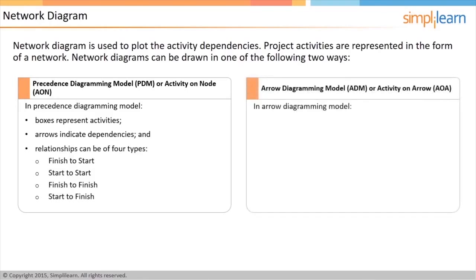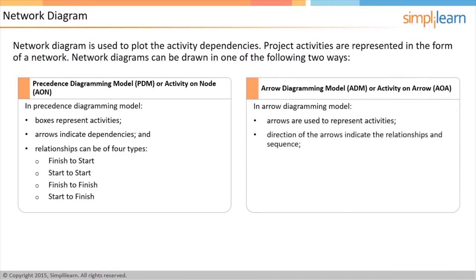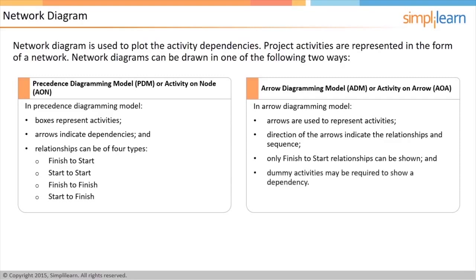In Arrow Diagramming Model, ADM, or Activity on Arrow, AOA, the arrows represent activities. The relationships and sequences can be inferred from the direction of the arrows and linkages between the activities. In such types of network, only finish-to-start relationships can be shown. Such diagrams may need to make use of dummy activities to indicate some dependency between the activities.